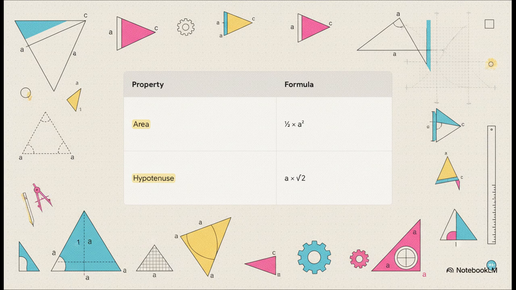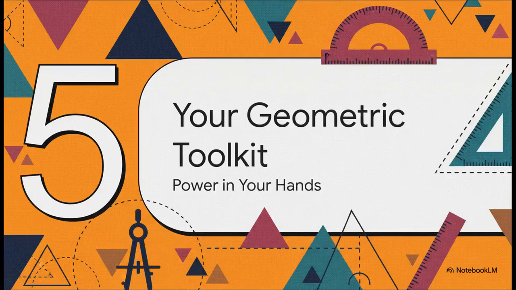And because its properties are so fixed and predictable, the math becomes incredibly simple again. The area is just half of that equal side squared, and the hypotenuse, well, it always has this direct, simple relationship to that side. This makes it a total go-to tool for designers and engineers who need fast, reliable calculations on the fly.